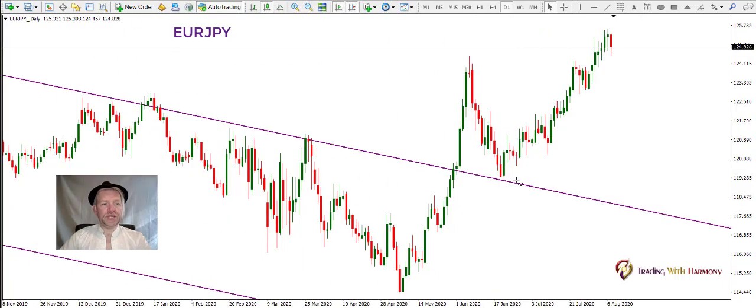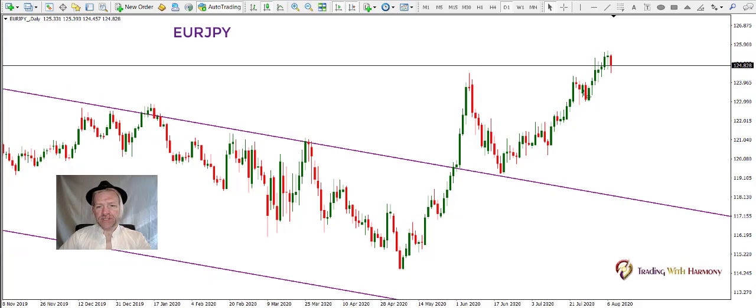Okay, so the euro yen. We can see here that the bulls are in play here. So let's go into the 4 hour.